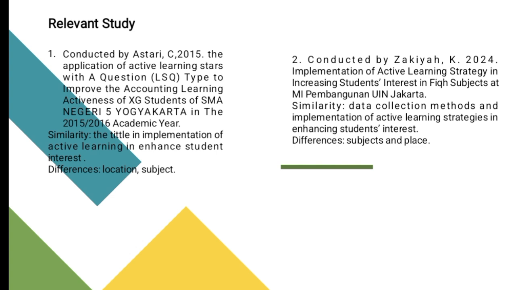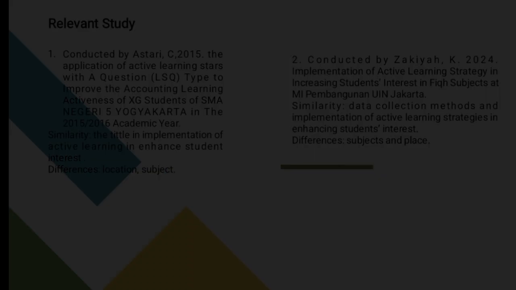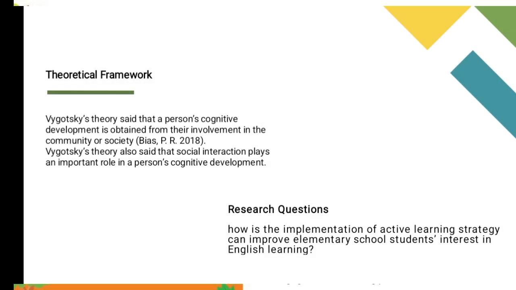The next is the theoretical framework. This thesis used Vygotsky's theory that said a person's cognitive development is obtained from their involvement in the community or society. Vygotsky's theory also said that social interaction plays an important role in a person's cognitive development. And the research question of this study is how the implementation of active learning strategy can improve elementary school students' interest in English learning.